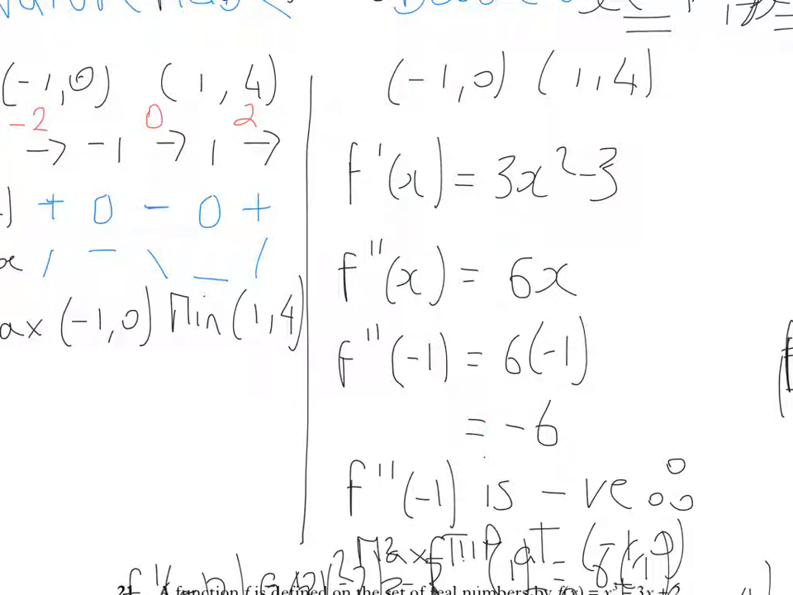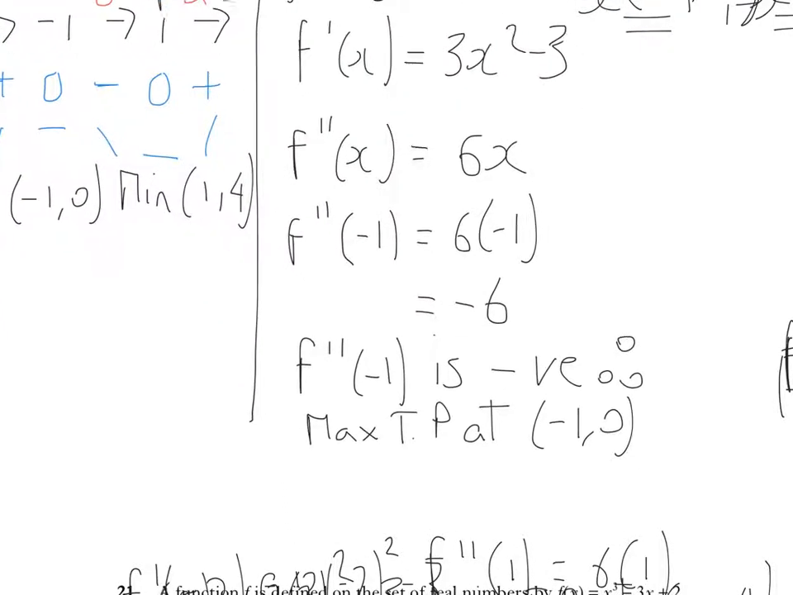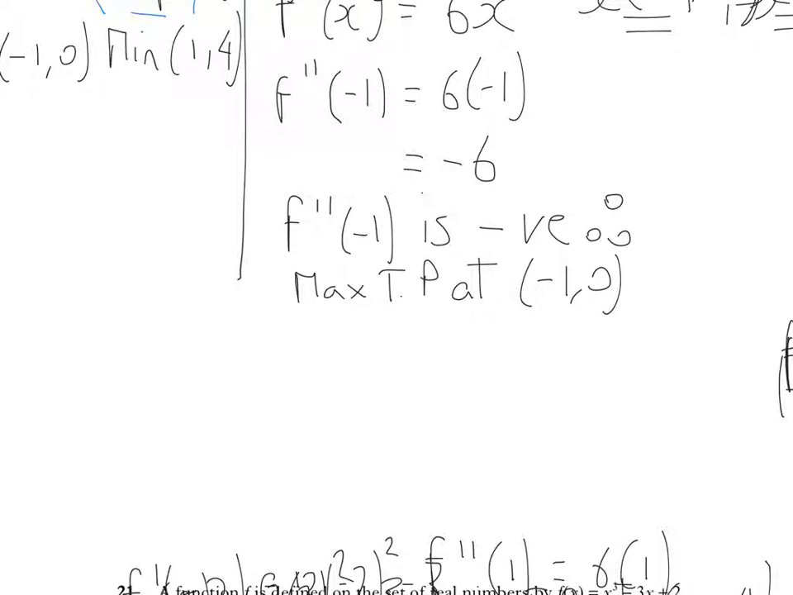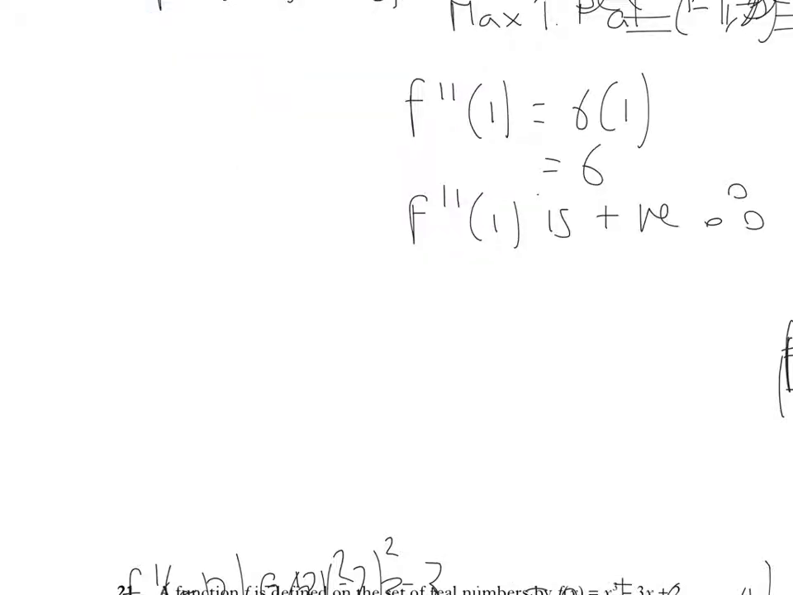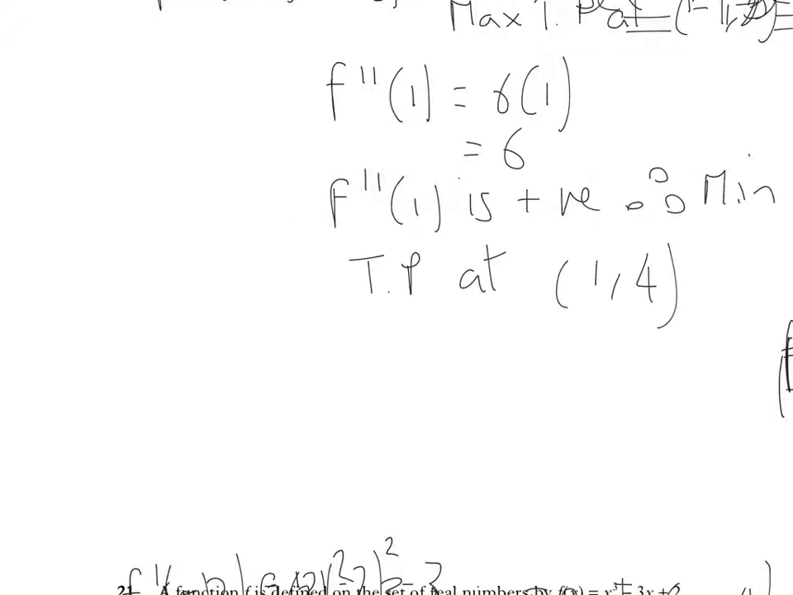Now for double derivative method, if the double derivative is negative, what that implies is that you've got a maximum turn point. So what we would say there is f double dash minus 1 is negative, therefore maximum turn point at minus 1, 4. We're then going to look at the point 1, 0. So look at the double derivative at 1. So again, the double derivative was 6x, sub in 1 and get 6. So this time, if you get a positive result, that implies that it's a minimum turn point. So f double dash 1 is equal to 6. So f double dash 1 is positive, therefore minimum turn point at 1, 0.